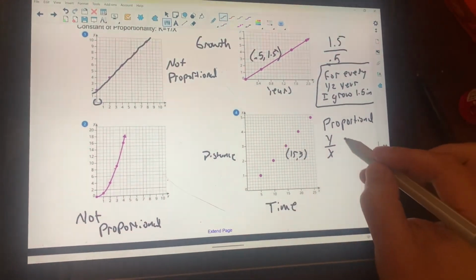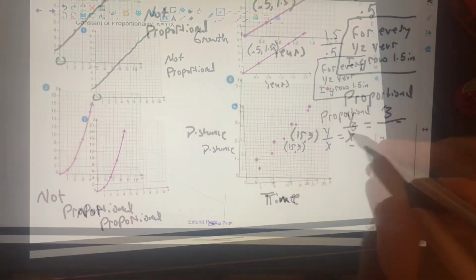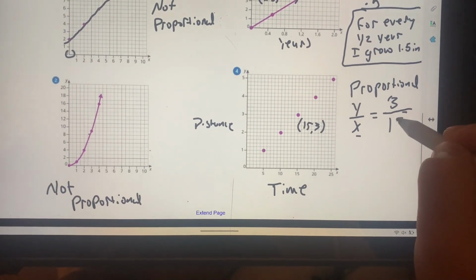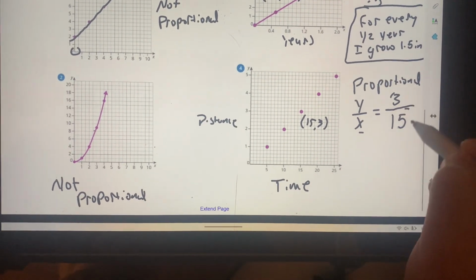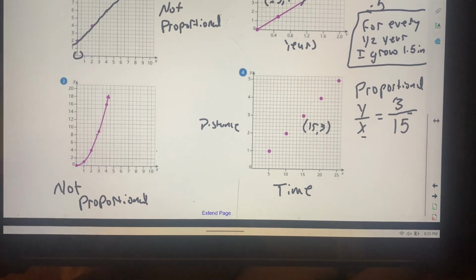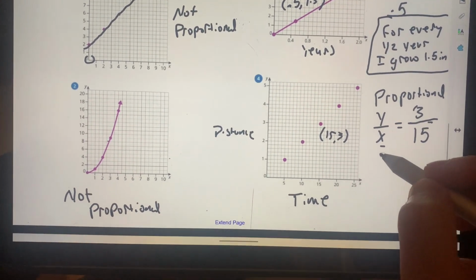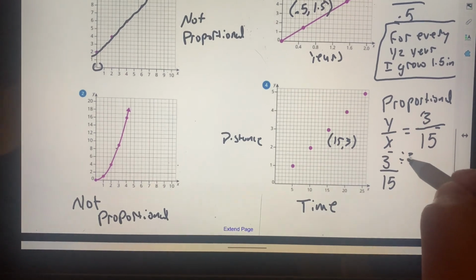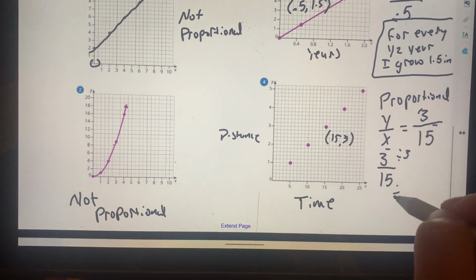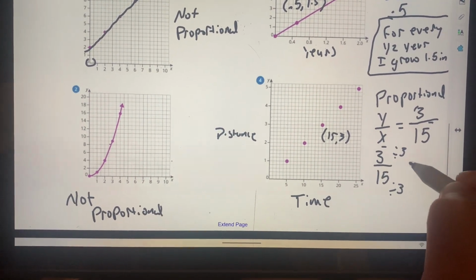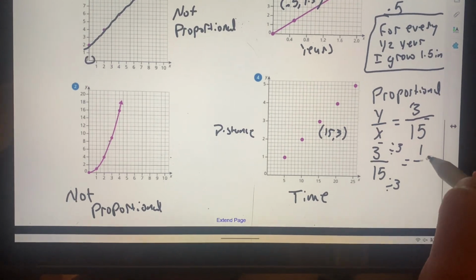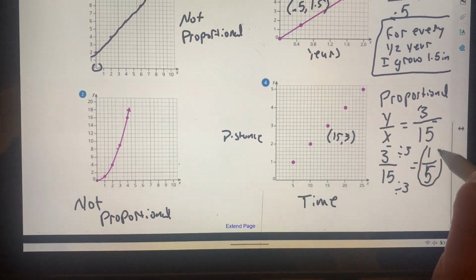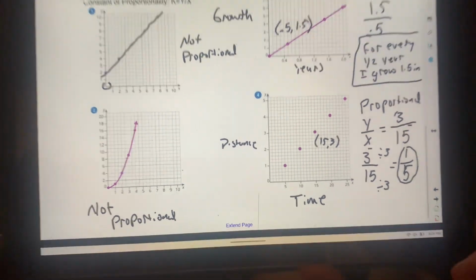So I went up 3, and then we go over 15 on our x-axis. So we have 3 over 15. Now, for a constant of proportionality, I like to get it as simple as possible. If I divide the top by 3, that'll get me 1. If I divide the bottom by 3, it'll get me 5. So 3 divided by 3 is 1 over 5. So 1 over 5 is going to be my constant of proportionality.